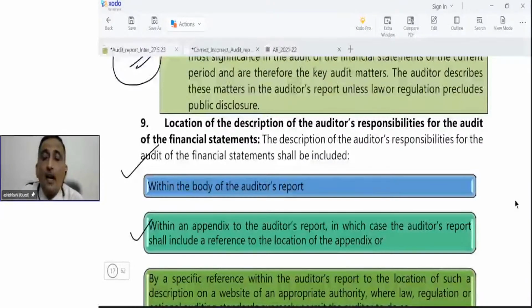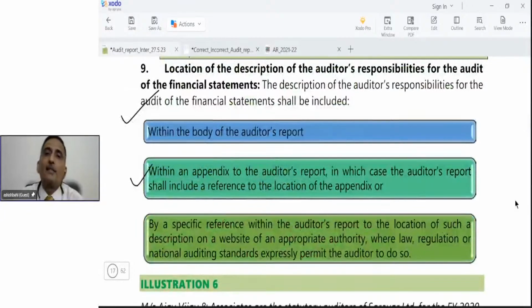Or if the law permits, you can make a reference to the website of some government authority or regulatory authority. If the law permits so, then you can make reference to that website also.